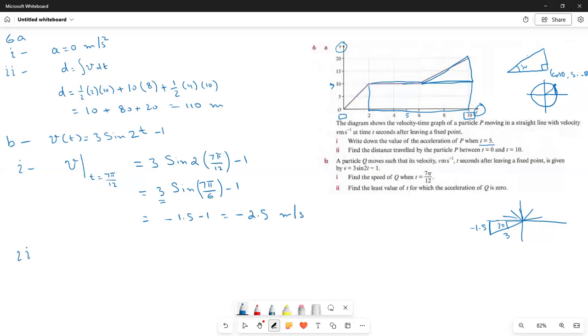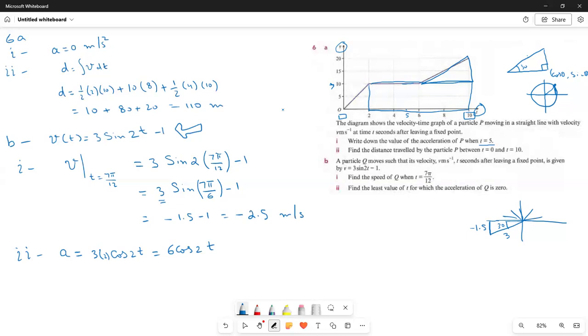The second part is: find the least value of t for which the acceleration is 0. First we need to find the acceleration. Acceleration is the derivative of velocity, so I will differentiate this expression. This is going to be 3, the derivative of sine 2t is cos 2t times 2, and the derivative of minus 1 is 0. So the answer is 6 cos 2t.